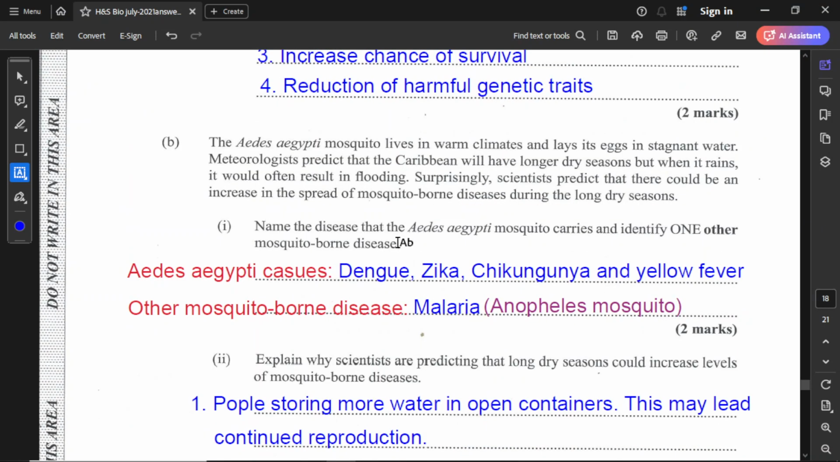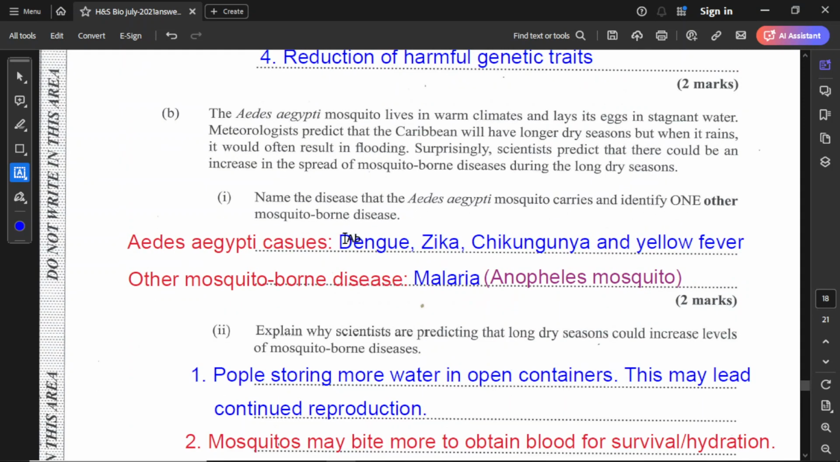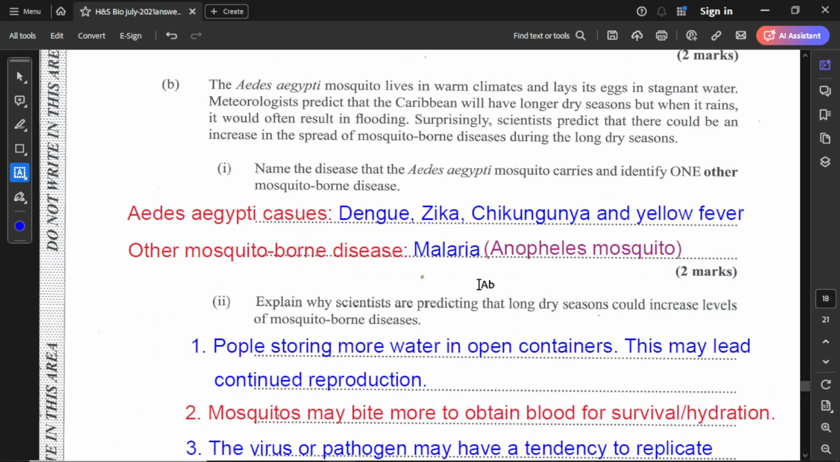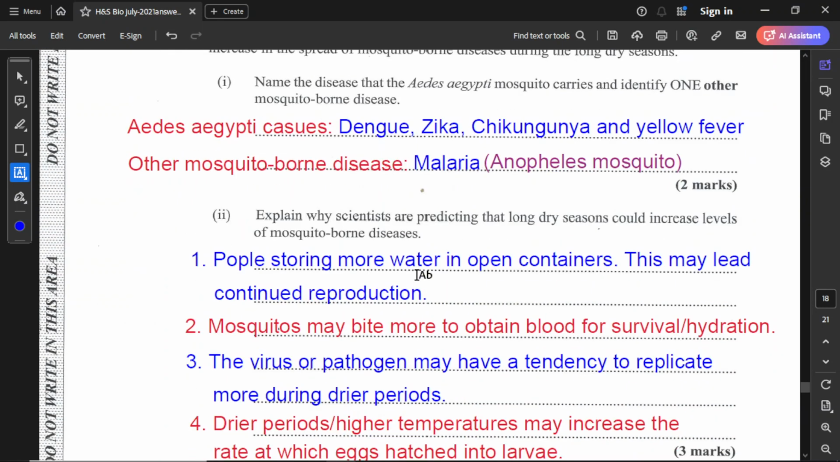But here now it says, name the disease that the Aedes aegypti mosquito carries and identify one other mosquito-borne disease. The Aedes aegypti mosquito may cause dengue, Zika, chikungunya, and yellow fever. And another mosquito-borne disease here is malaria. A point to make is that it is the Anopheles mosquito that will cause malaria, while the Aedes aegypti will cause dengue. Malaria and dengue are the 2 common ones that we may refer to, especially within the Caribbean. Of course, in recent times, we talk about chikungunya and Zika.